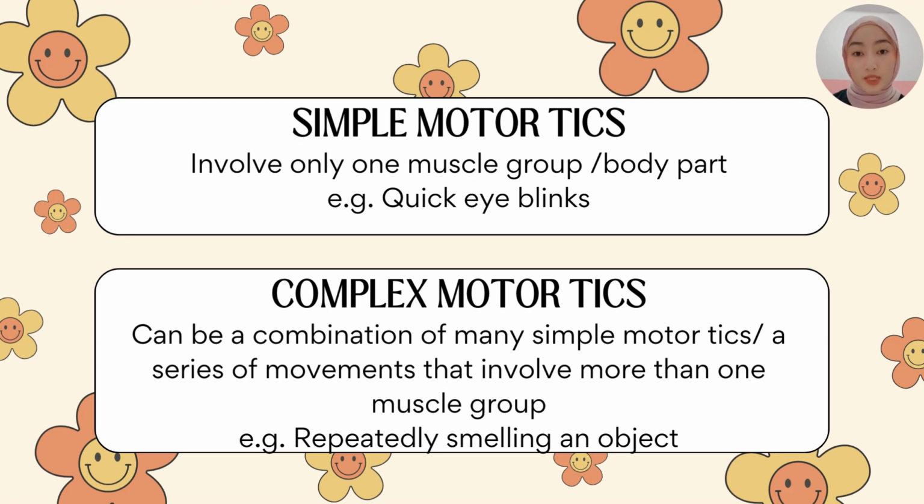Complex motor tics usually involve more than one muscle group or body part, or can be a combination of simple motor tics. This type of motor tic usually appears slower than the simple motor tics, and appears as if the person is performing the movement intentionally. It can also interfere greatly with someone's daily life, and can be harmful as well, such as lip biting or head banging. An example of a complex motor tic is repeatedly smelling an object.